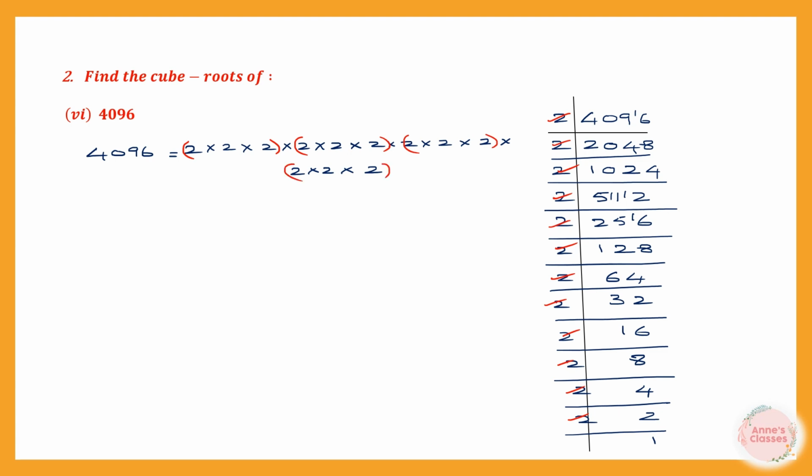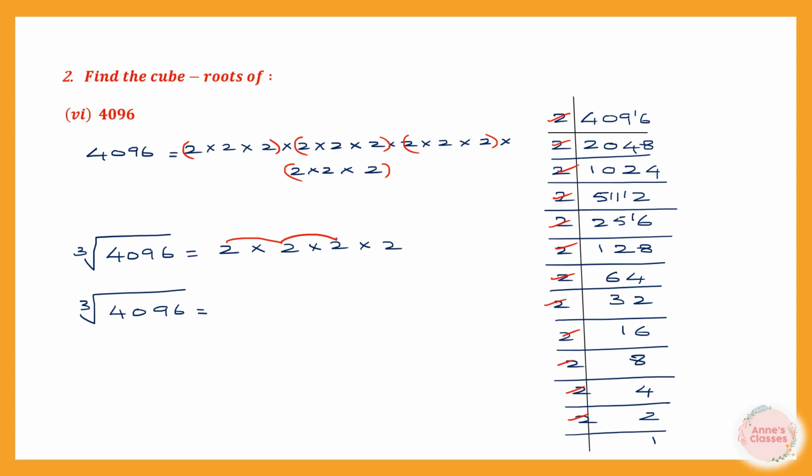Now to find the cube root of 4096, we take one from each, 2 into 2 into 2 into 2. So one from each. So this is the cube root. So we mustn't forget to put that 3 there. So cube root of 4096 will be, multiply all these, 2 twos are 4, 4 twos are 8, 8 twos are 16. So the answer here is 16. The cube root of 4096 is 16.